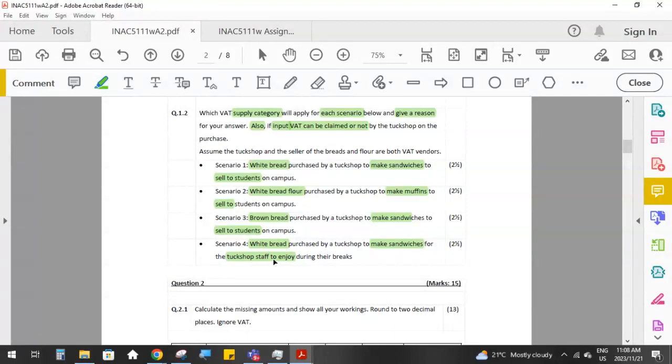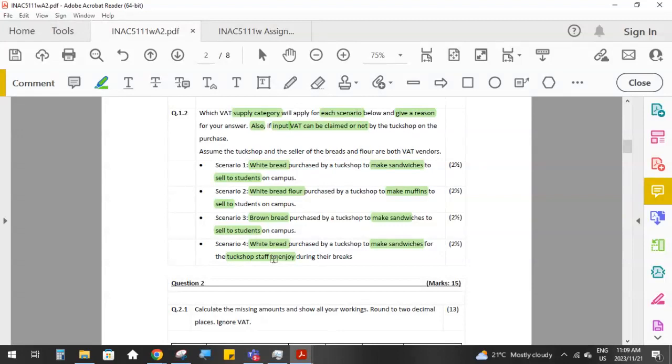We were the end users, the end consumers of that white bread. We are not using the white bread to add value to another product that we are then going to sell on in our business. We bought the white bread, we made samis, we ate the samis ourselves. Not allowed to claim the VAT back. It's a non-allowable item because that would then be classified under the entertainment category, so non-allowable.